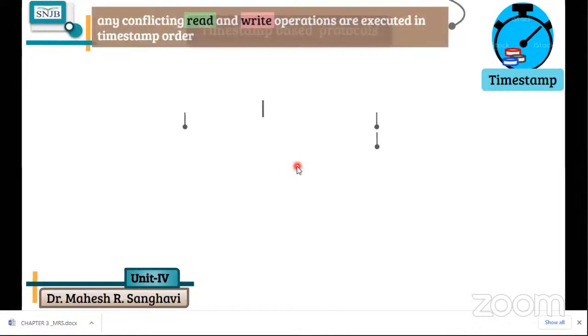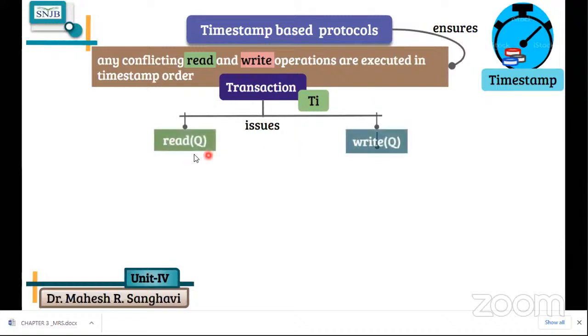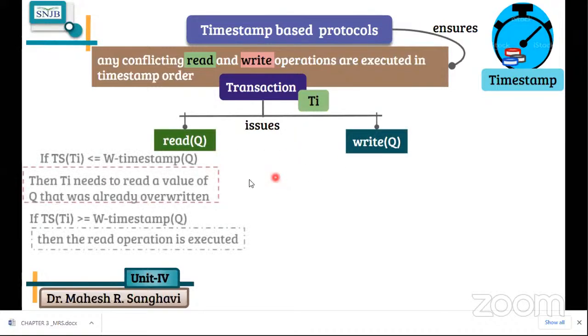Next, you can observe that any conflicting instructions, that is read and write operations, are executed in timestamp order. Now you can understand we were having the challenge of conflicting operations. But when we have time associated with each and every instruction, it will be very easy to solve this. So here you can observe transaction TI issuing read Q and write Q. You can observe how these instructions will be executed. So we need to focus on this condition.